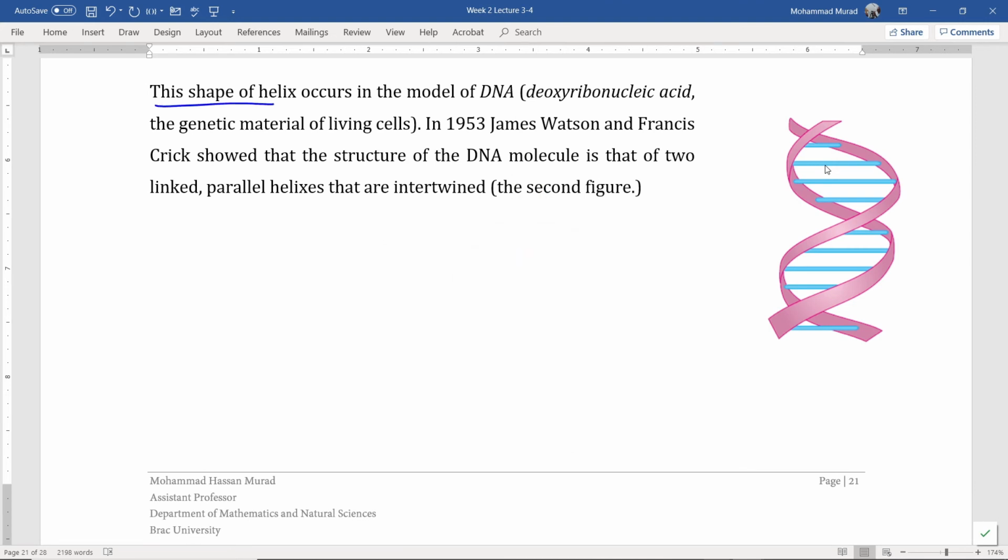This shape of helix occurs in the model of DNA, deoxyribonucleic acid, the genetic material of living cells. In 1953, James Watson and Francis Crick showed that the structure of a DNA molecule is that of two linked parallel helixes that are intertwined, as shown in this figure.